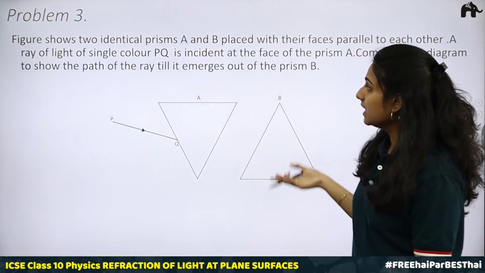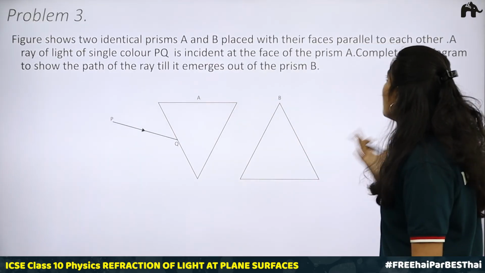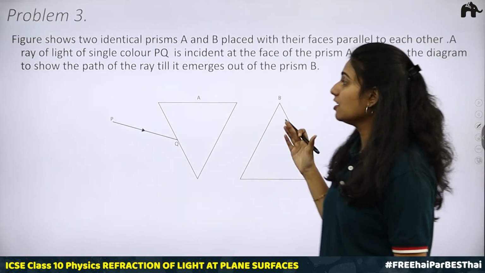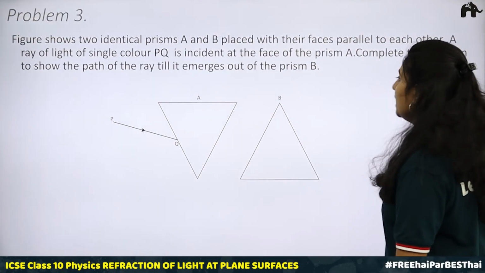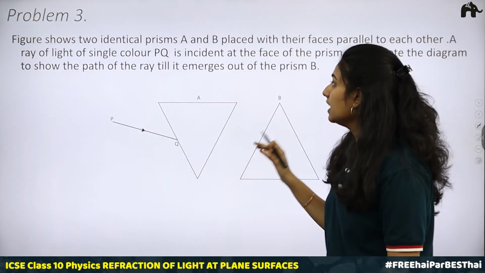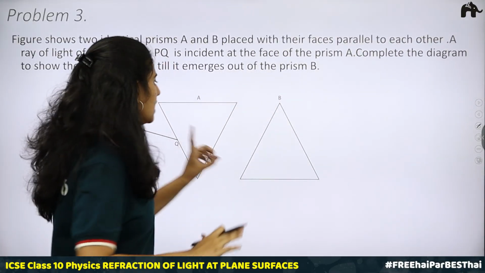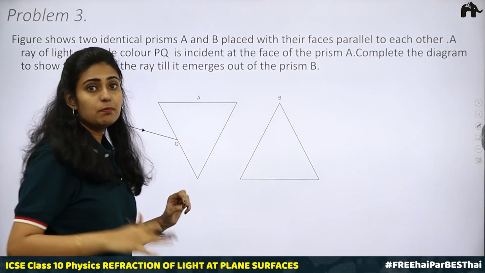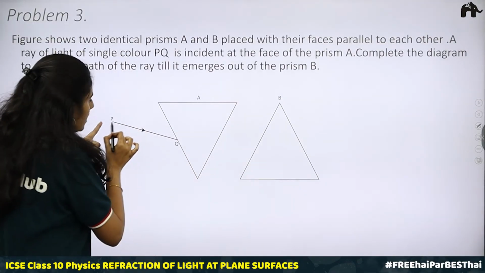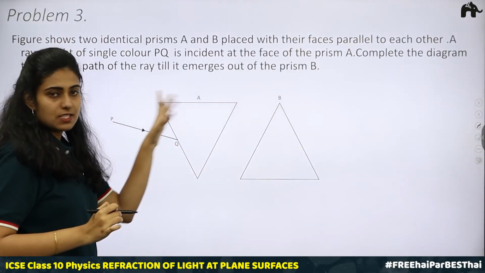Next, problem number 3. The figure shows 2 identical prisms A and B placed with their faces parallel to each other. A ray of light of a single color, PQ, is incident on the face of prism A. Complete the diagram to show the path of the ray till it emerges out of prism B. Here we have 2 prisms A and B. A is an inverted prism. A and B are kept parallel to each other. We have a ray of light PQ which is incident on the refracting face of prism A.